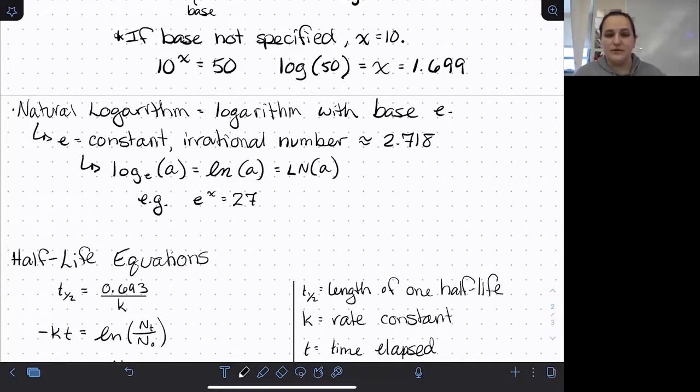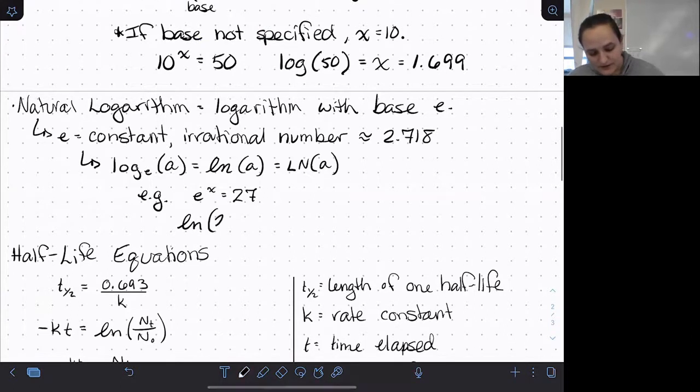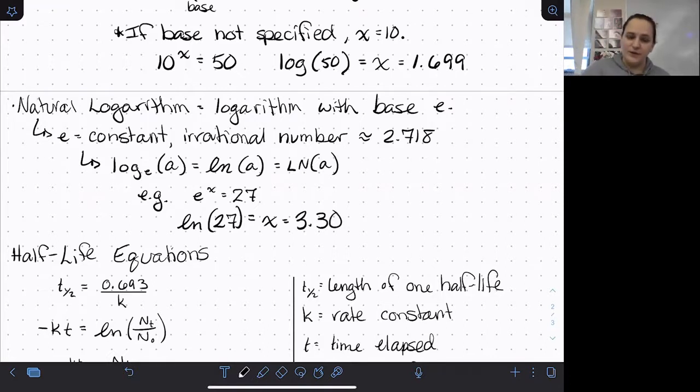If we want to solve, instead of 10 to the x up here, we're doing e to the x down here. If we want to solve e to the x equals 27, we put into our calculator the natural log of 27, and that is going to be equal to x, and we'll find that that is 3.30. So we're going to be using natural logs in the equations that will help us do some calculations related to the kinetics of radioactive decay and half-lives.